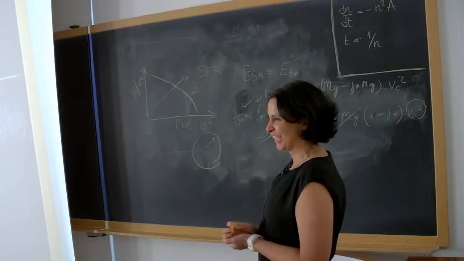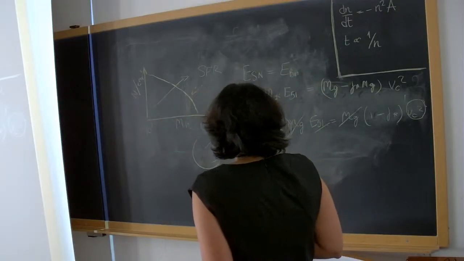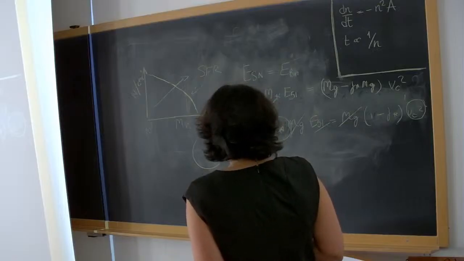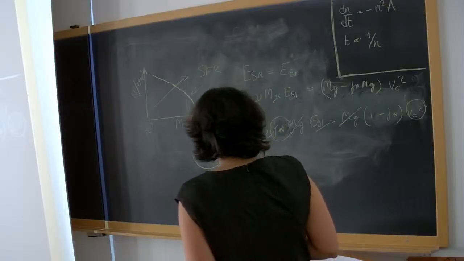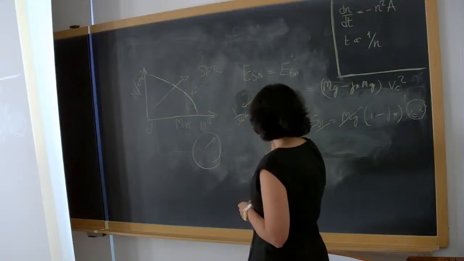Yes? Sorry, it's a little hard to see. Can you just, on the line before E supernova, where you equate the energies, the line below that, what each thing is again? Oh, sorry. So this is the supernova rate, and this is the stellar mass.